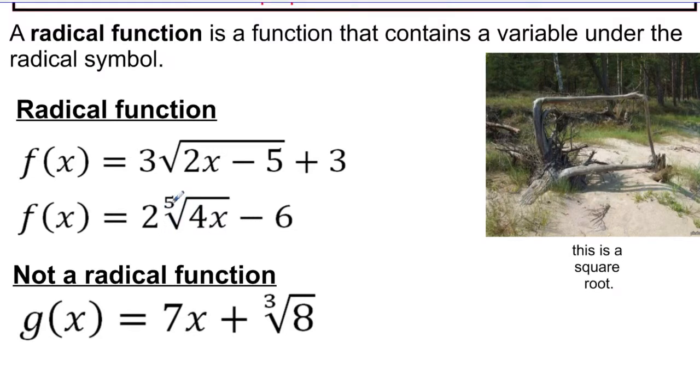But I have this other one, g of x, that I'm claiming is not a radical function because even though I have a radical right here, it doesn't have an x value underneath of it. I can just take the cube root of 8 and simplify that, and we would say that this is a linear function because the expression with the variable is outside of the radical itself. So just something to keep in mind: don't assume just because you see a radical that it's going to be a radical function. If it's going to take on all these properties, the variable really does need to be underneath the radical symbol.